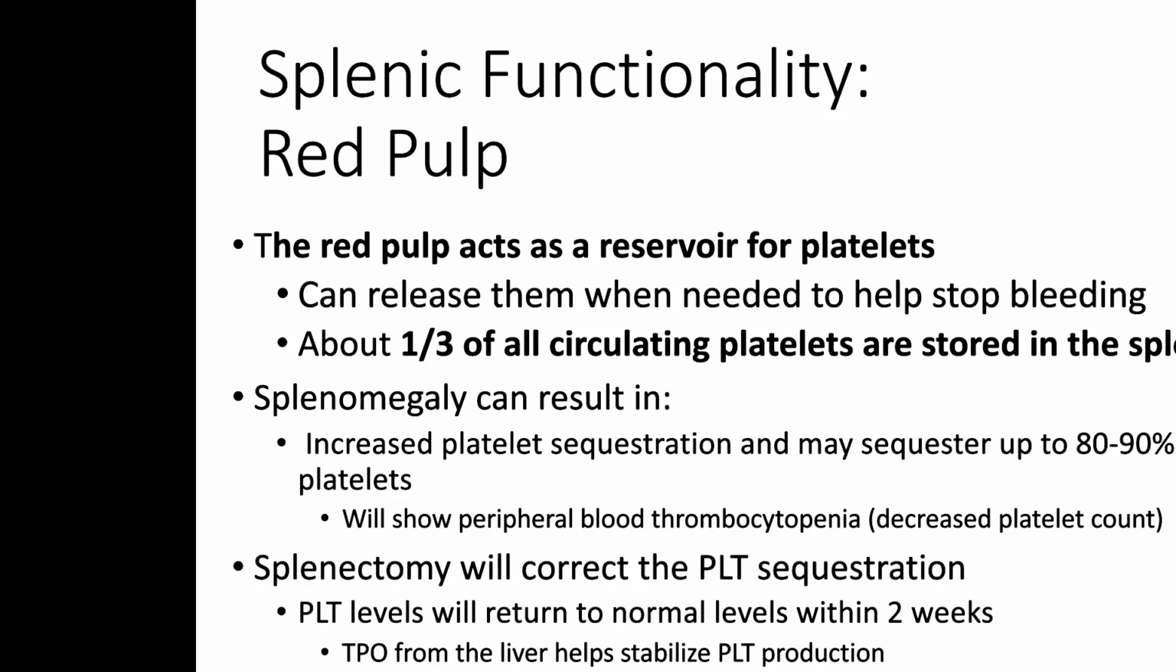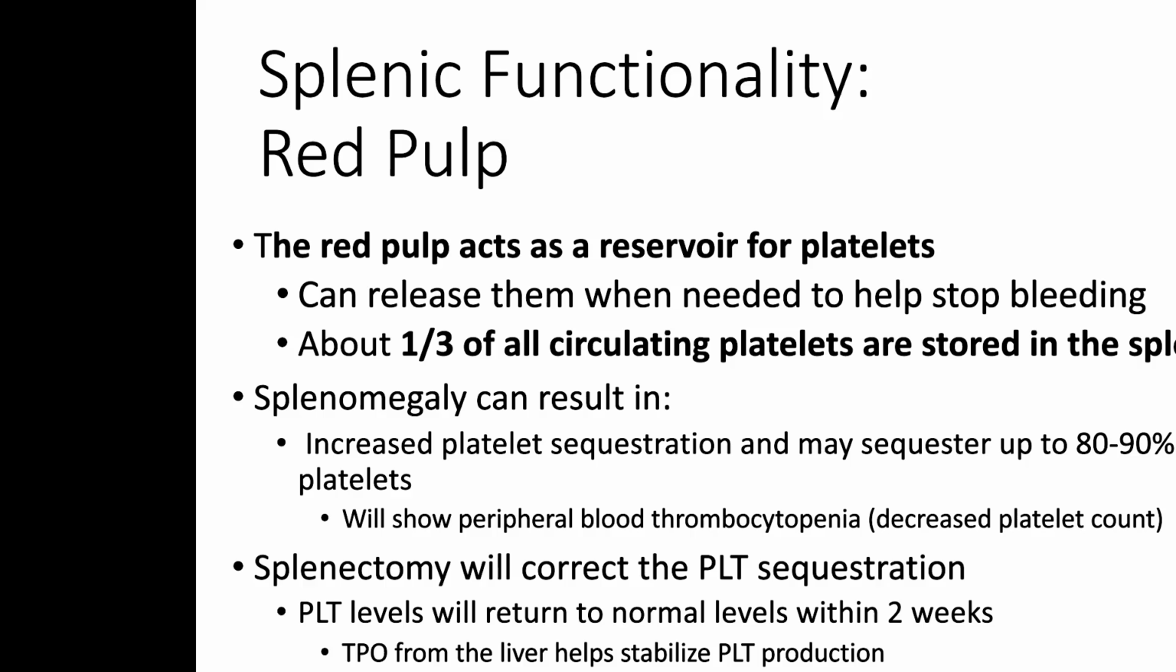The red pulp also acts like a reservoir, which means that if we ever get into a huge bleed situation, it can help release the platelets in order to help stop the bleeding. Only about one third of your circulating platelets are stored in the spleen. However, sometimes your spleen gets a little big. That's called splenomegaly. When that happens, it can cause increased platelet sequestration, and the spleen might hold about 80 to 90% of your total platelets.